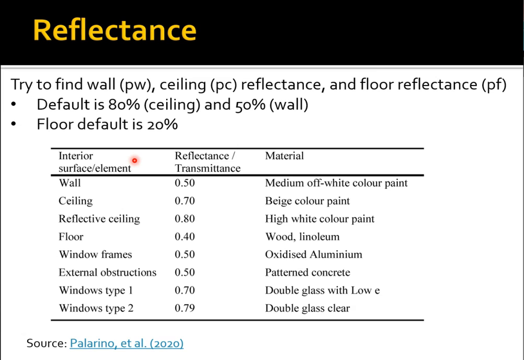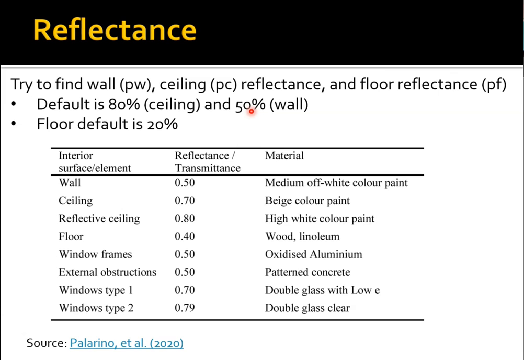The floor, sure, but normally for the floor we just make an assumption. There's all kinds of tables out there, so just find a good source, and hopefully your wall and ceiling color are on there. That's the best advice I can give you. It's actually really hard to find this sometimes. So if you don't know any of this, you can use a default of 80-50-20. 80% ceiling, 50% wall, 20% floor.